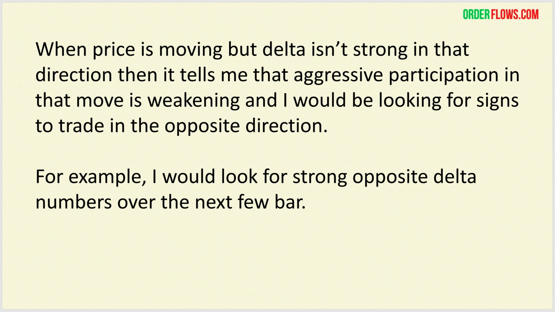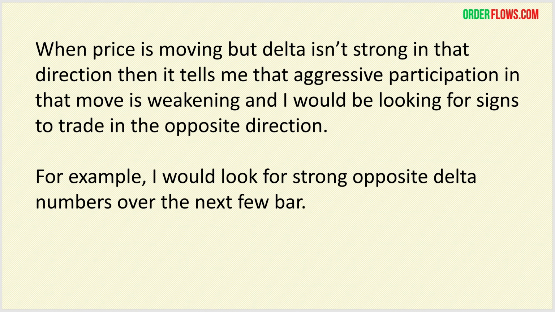when the market is going up, but it's going up on weaker Delta. Basically, it tells me the aggressive buying is still there, but it's just getting weaker. And then I'd be looking for the Delta to turn negative, either at the high or maybe a bar just after the high. And then I'd be looking for the strong negative Delta to come in.